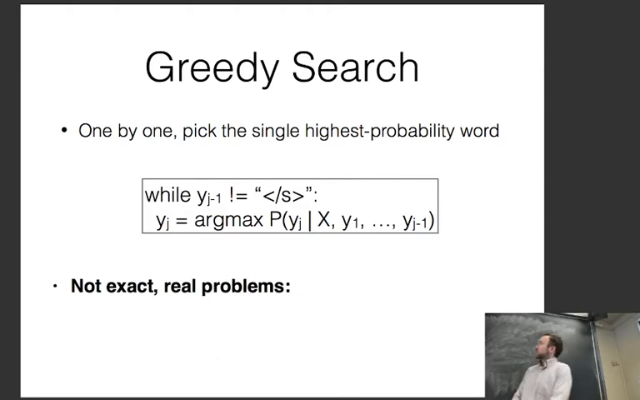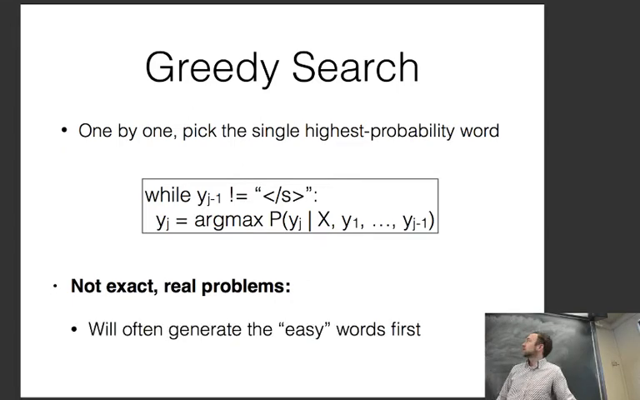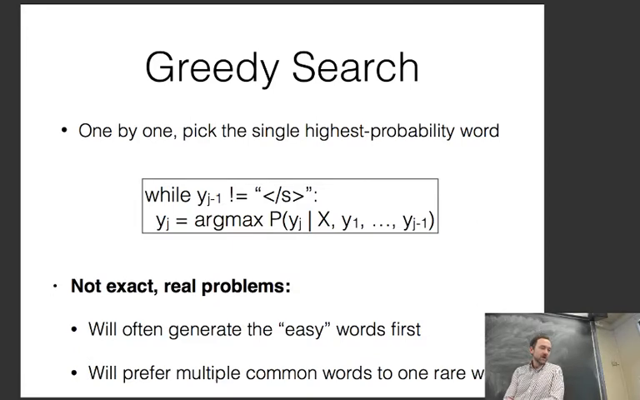So this is not exact, and this causes real problems. So this is something to be aware of when you're implementing things. Greedy search will often generate the easy words first. And also greedy search will often prefer multiple common words to one rare word. So an example of this that I actually found in one of my neural machine translation models was I had a model that wanted to pick between New York and Pittsburgh, for example.